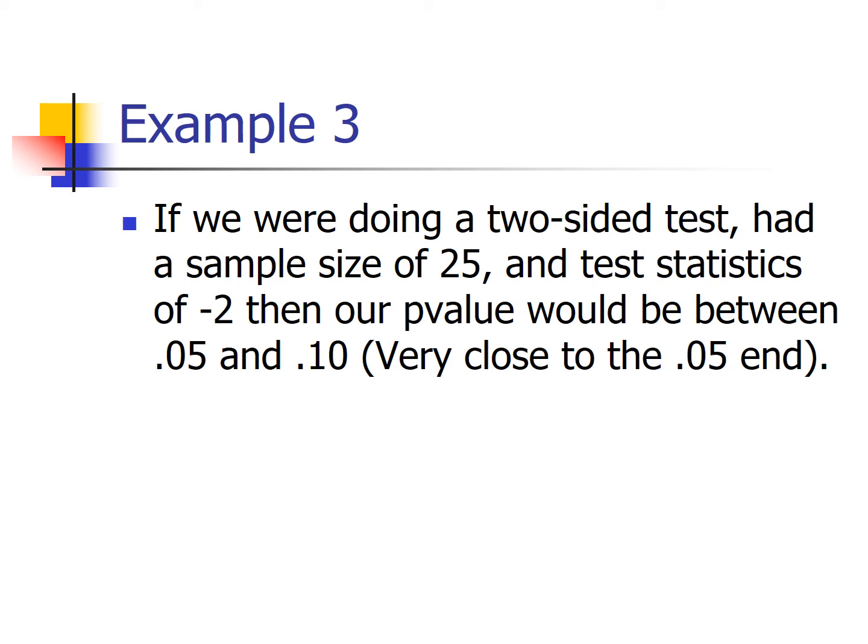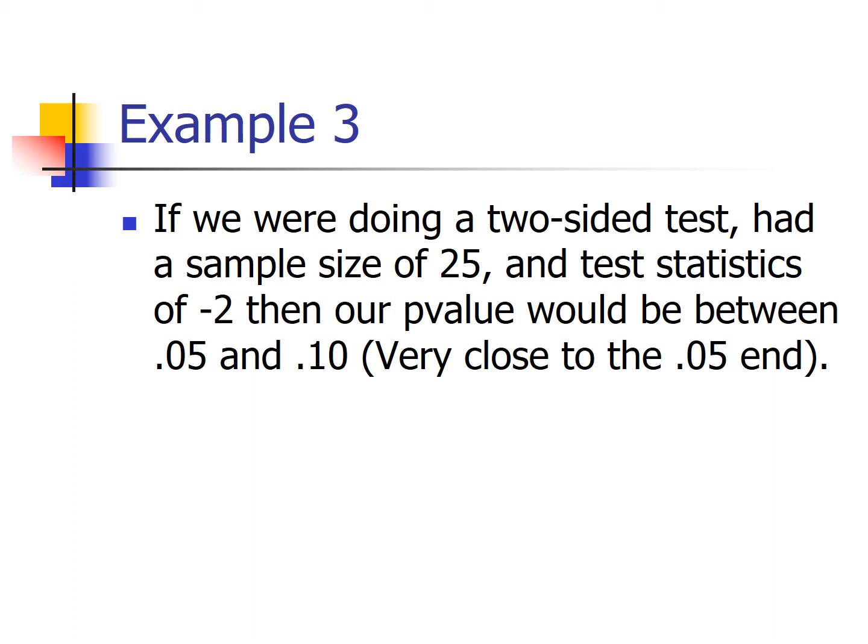So now we're doing a two-sided test. Mu is not equal to mu naught. A sample size of 25, a test statistic of -2. So a sample size of 25 means that we go to 24 degrees of freedom. We're looking for 2, to get as close as we can to 2. That's between 0.95 and 0.975. So we would be tempted to say that that area is between 0.05 and 0.025.